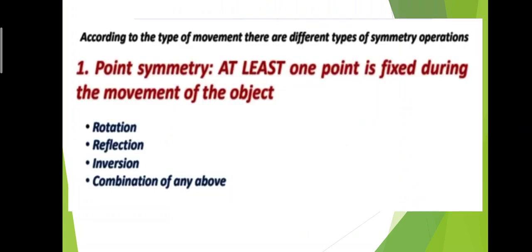According to the type of movement, there are different types of symmetry operations. Number 1, point symmetry: at least one point is fixed during the movement of the object. Rotation, reflection, inversion, and combinations of any of the above.